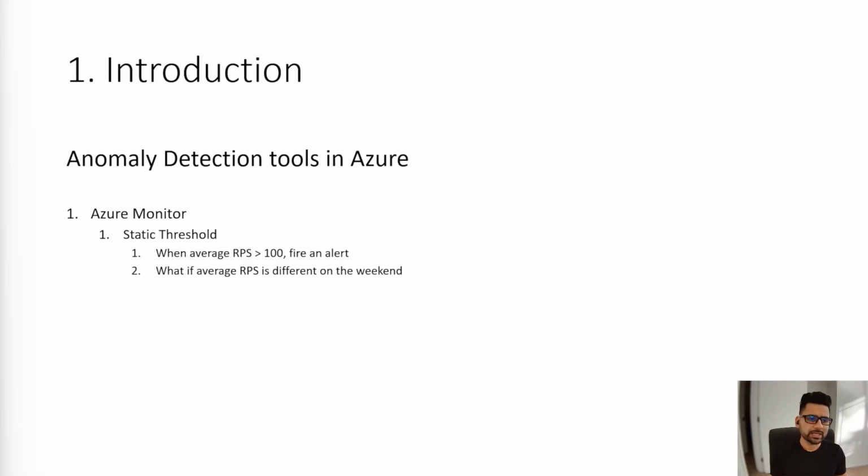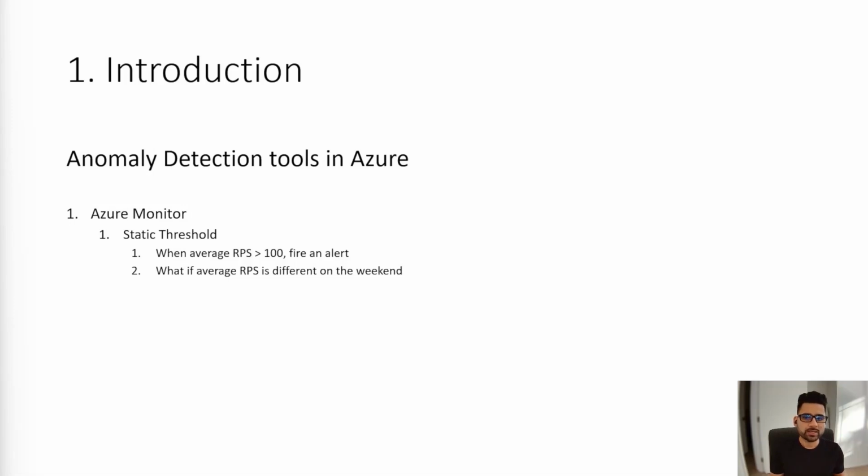Now, we can certainly alleviate this by defining 2 static threshold rules, one for the weekdays and the second for the weekends. And the one for the weekends will fire when the average RPS is over 10, the one on the weekdays will fire when the average RPS is over 100.